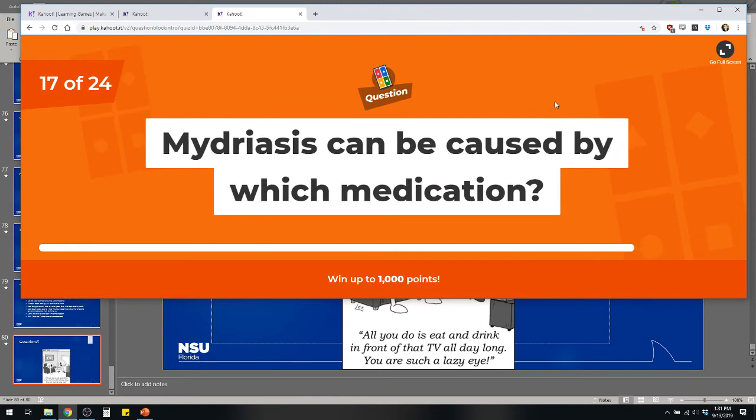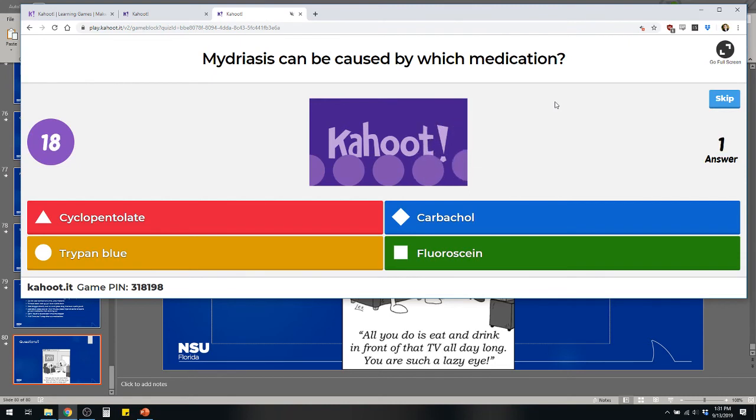Mydriasis could be caused by which medication? It could be cyclopentolate, carbachol, trypan blue, or fluorescein. We just covered this. It should be very fresh in your mind, right?